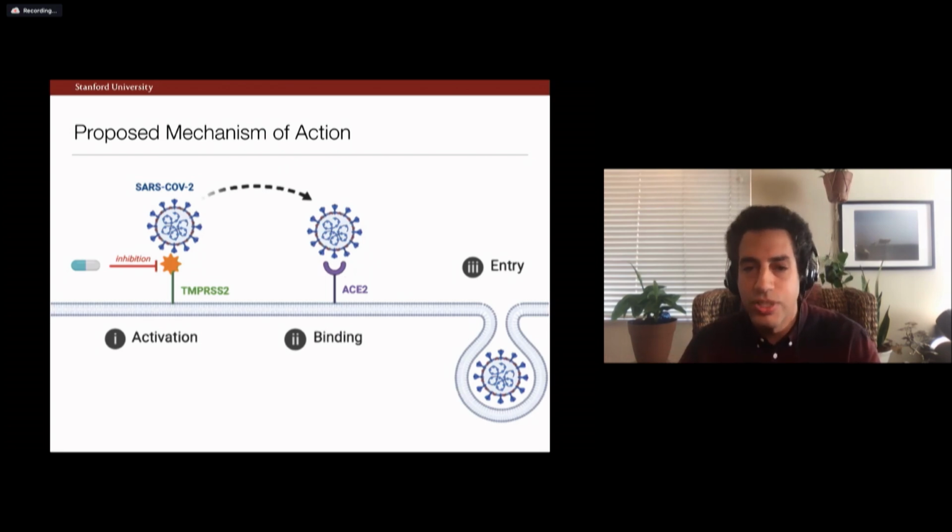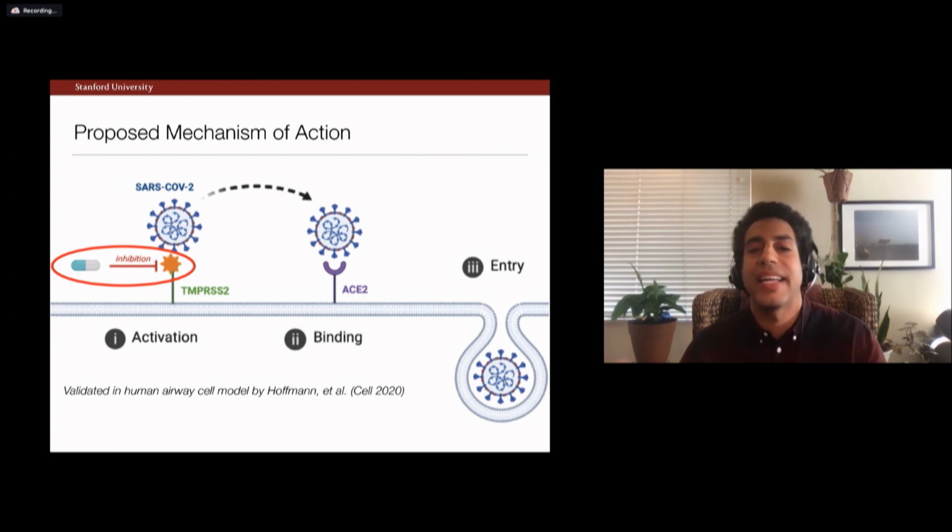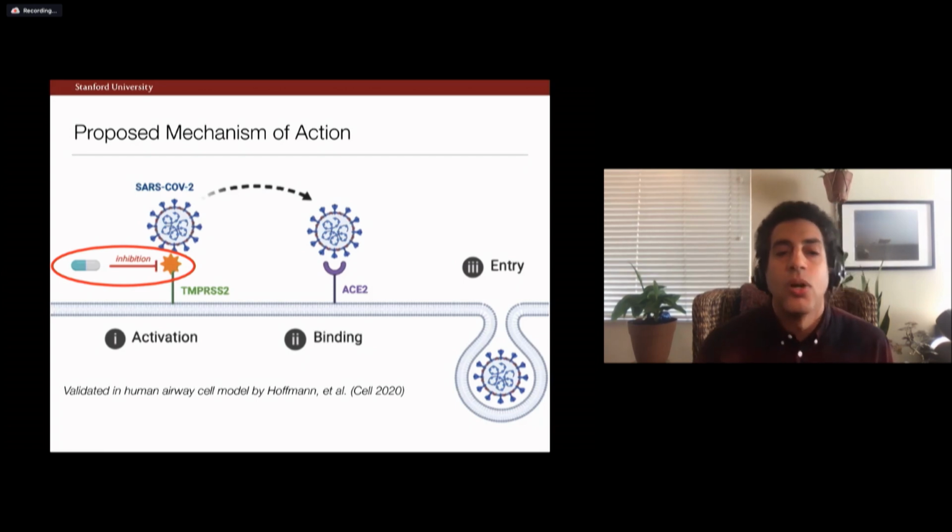This gene or protein, TMPRSS2, cleaves and activates the coronavirus spike protein, which allows it to bind its receptor, ACE2, and enter the cell. We want to disrupt this process by inhibiting the activation step. To do this, we need to find existing drugs that can bind and block the active site of our target, TMPRSS2.